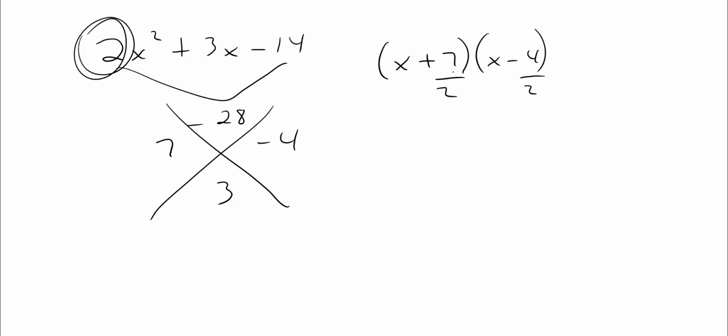And if you want to do it in one step, that 2 goes in front. So it's 2x plus 7. And this one actually divides nicely, so you don't have to do anything with that, and it's x minus 2. And that's your answer to that problem. Okay? Not bad. Let's keep going here.